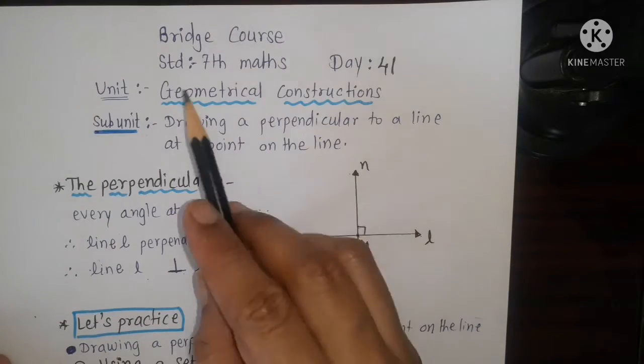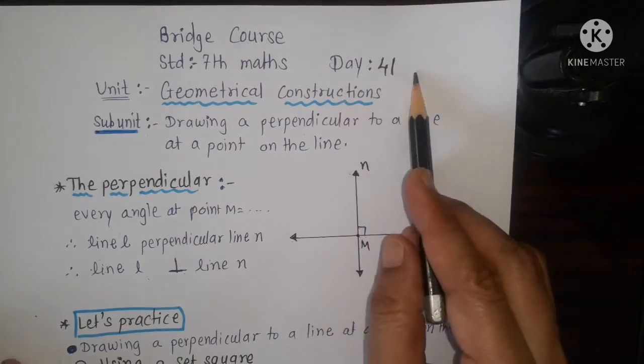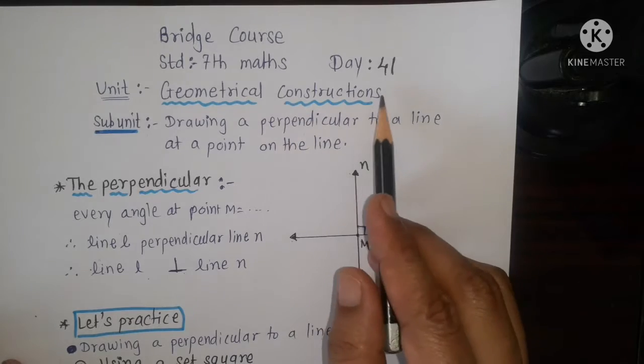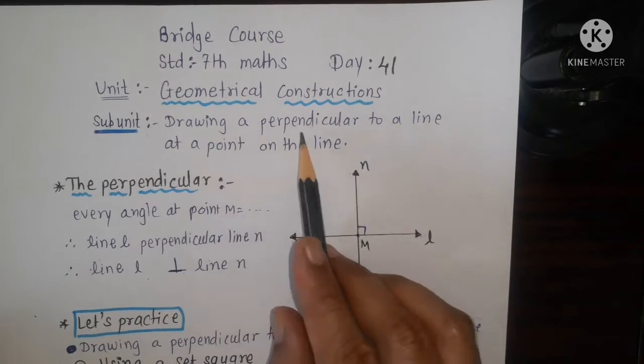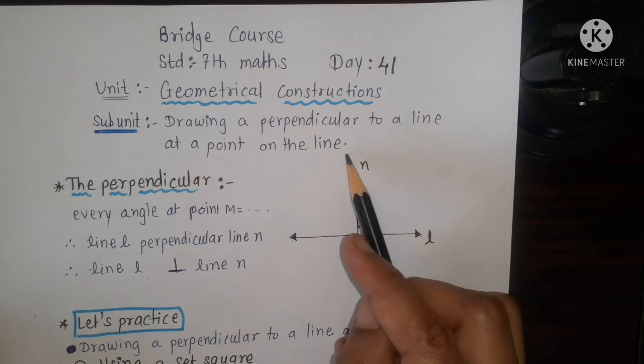Namaskar, Bridge Course, Standard 7th Maths, Day 41, Unit Geometrical Constructions. Today we will see a subunit: drawing a perpendicular to a line at a point on the line.